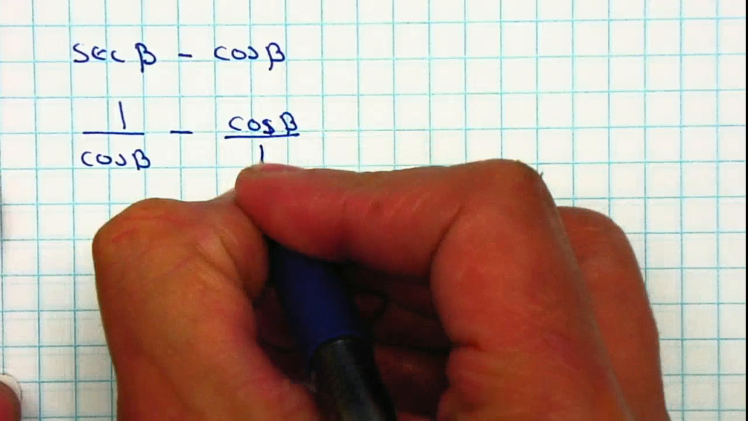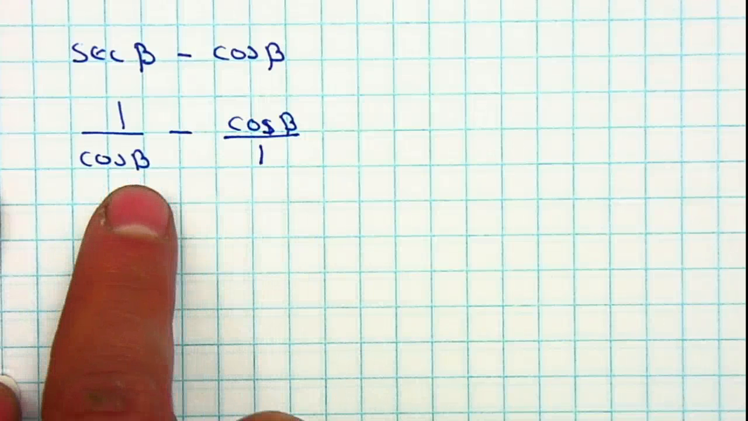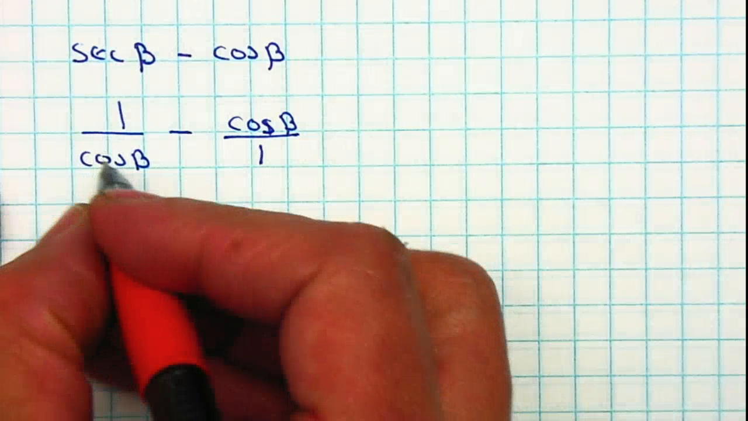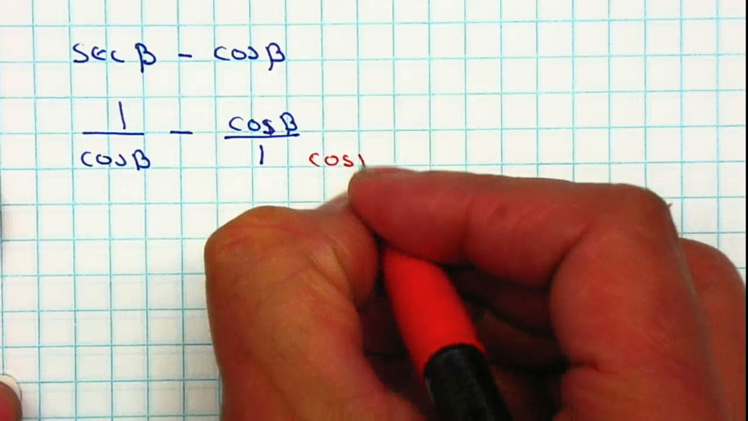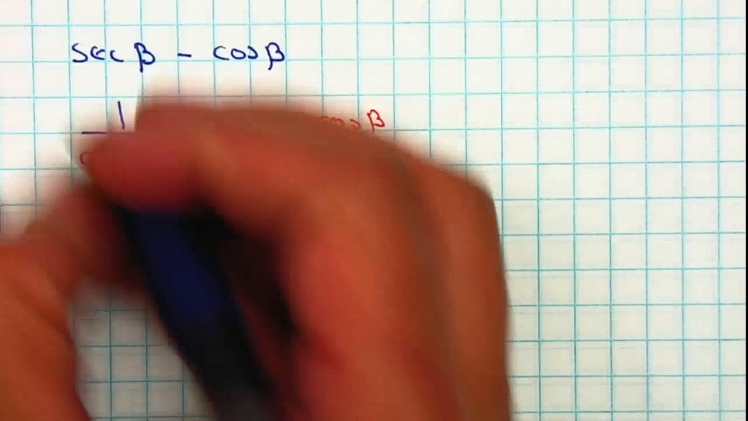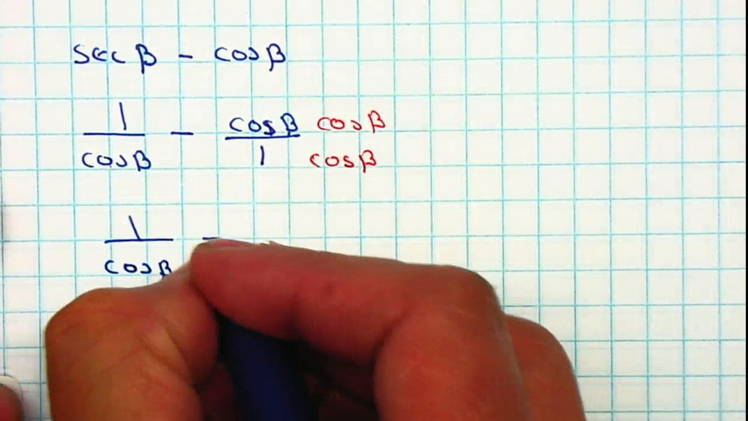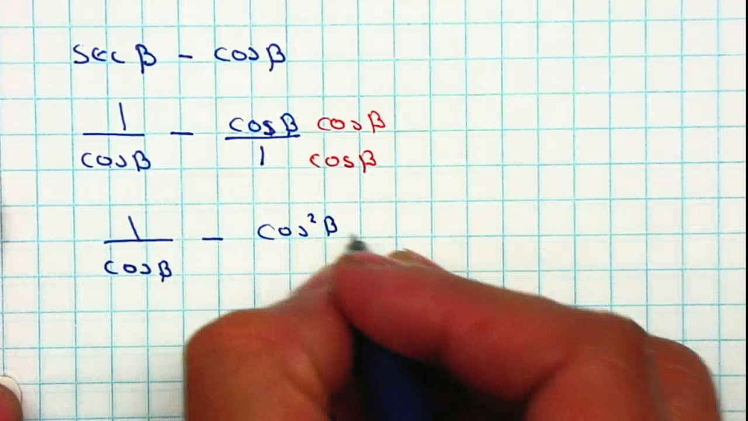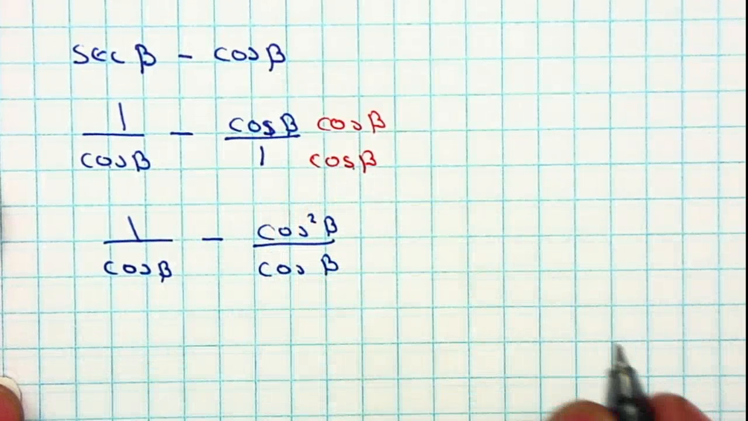I'm going to make it over 1. And now I have two fractions. In order to add or subtract two fractions, I need to have the same denominator. There's a cosine beta here on the left, so I'm going to multiply the right by cosine beta over cosine beta. The first fraction will stay the same, minus cosine beta times cosine beta will give me cosine squared beta over cosine beta.